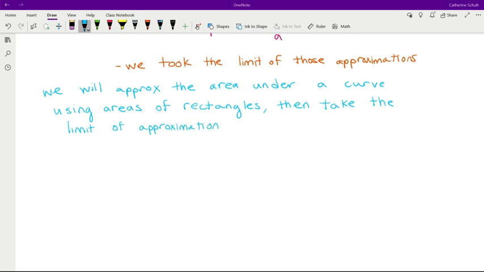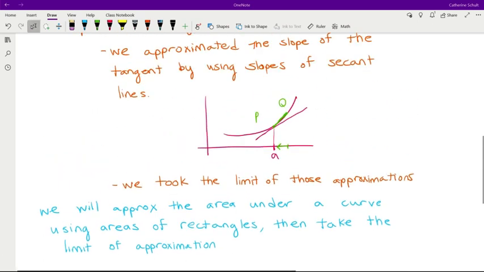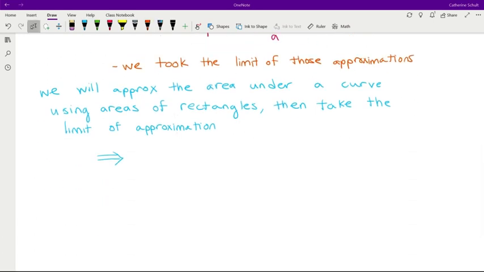And that process, and let me back up. Remember this process in orange? This was finding derivatives, right? That was the slope of the tangent is finding derivatives. Finding area under a curve by using rectangles and taking that limit is the other branch of calculus. It's integral calculus. So that's where we're at right now in this process of calculus. We're in integral calculus now.